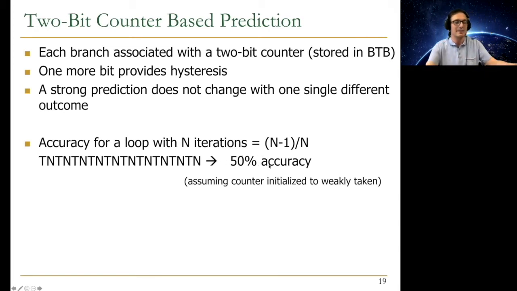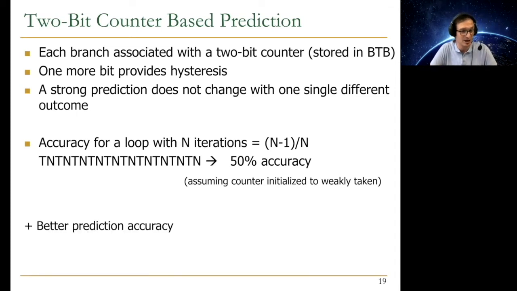And you can do the same thing for a loop branch with n iterations. Here, n is equal to 2, actually. This is a special case where n is equal to 2. So this is much better than what we did with last time prediction, as you can see, right? 50% accuracy is quite good. Okay. So we get better prediction accuracy, as you saw.